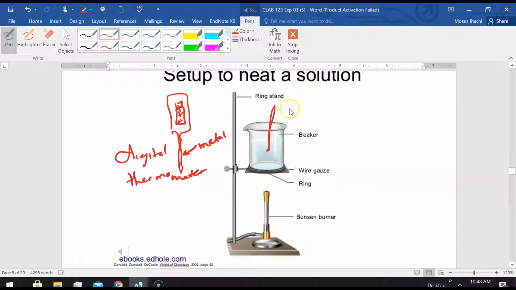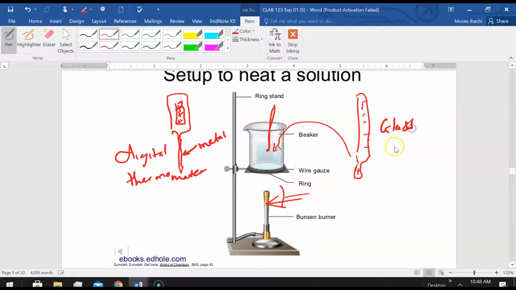Of course you know the regular glass thermometer with a bulb. Again, you dip that in there to check the temperature of boiling water, using your Bunsen burner as a source of heat. So for this experiment, we want to know whether the digital thermometer is better than the glass thermometer. You want to know which one is more accurate. Remember, metal is a better conductor of heat than glass, but let the experiment decide.